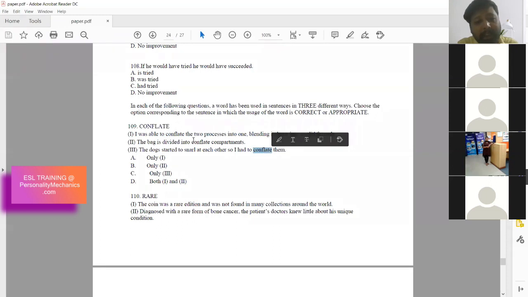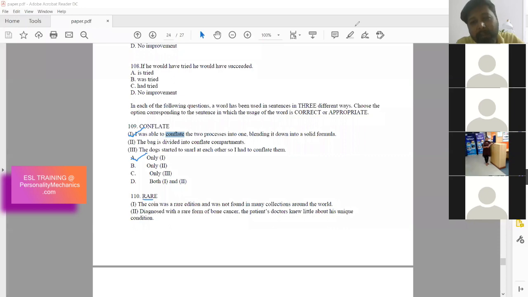So then in that case, we have two understandings. The only one that works is combine. So the correct meaning of the word is to combine, to bring together. Hence, this is what is going to be correct. So A is the one that is going to be correct. Conflate means to bring together. Next is the word called rare. And the first sentence is, the coin was a rare edition and was not found in many collections around the world.